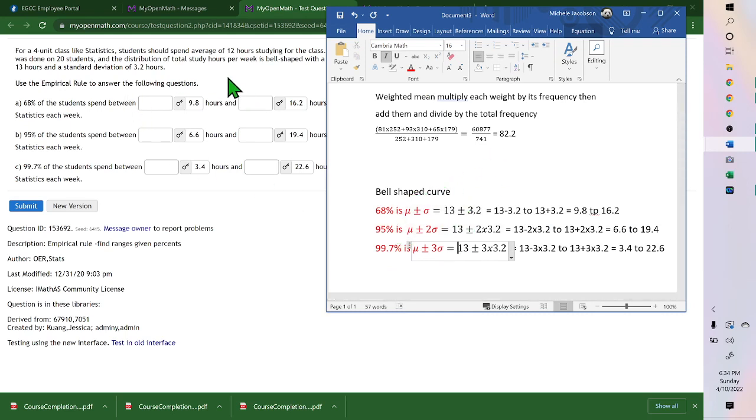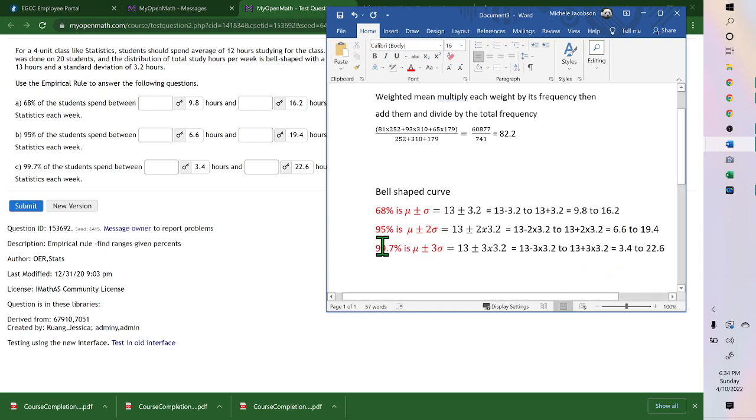So to find the values, they told us that the mean was 13 hours with a standard deviation of 3.2. So for the first one, 68% of the data, you add and subtract 3.2. So 13 minus 3.2 and 13 plus 3.2 gives us the 9.8 to the 16.2.